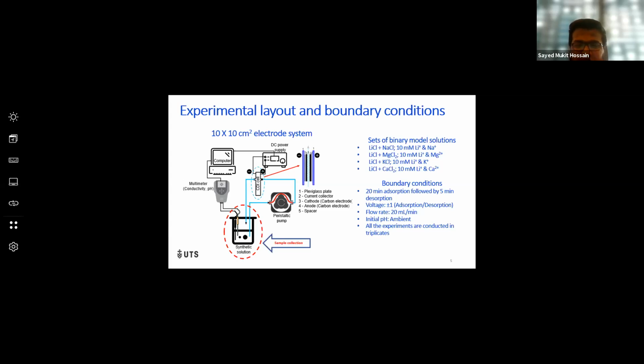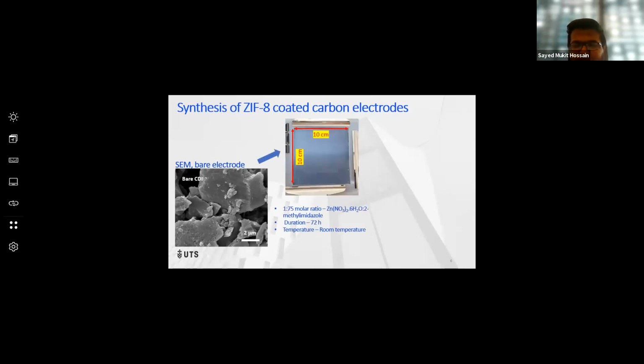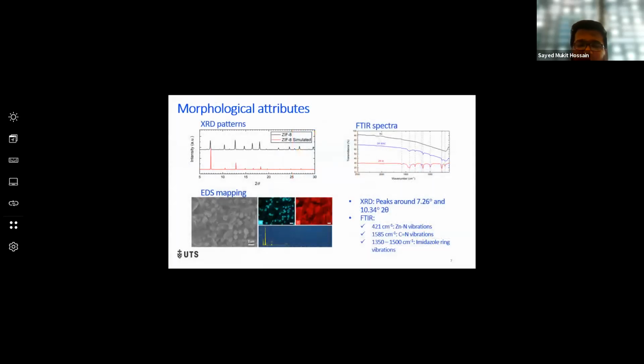So let's see some results. You can see the SEM of a bare carbon electrode. It's a commercial one we have used, and we have coated this one with ZIF-8. We grew it in situ, using a mixture of 1:75 molar ratio of zinc salt and the organic linker, and grew the ZIF-8 on the membrane for 72 hours. At the right, you can see the final image. The formation of the ZIF phase is visible on the SEM image. We also confirmed the formation through XRD, FTIR, and EDS mapping.